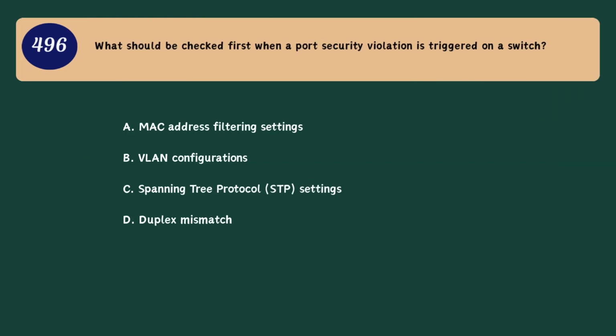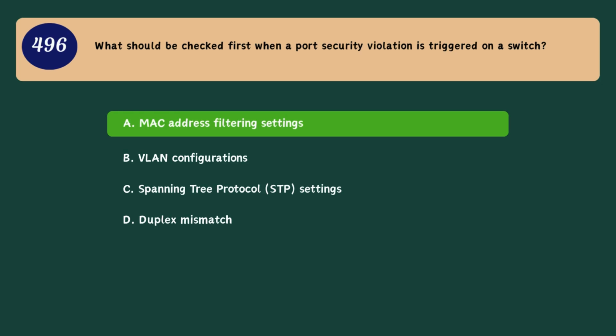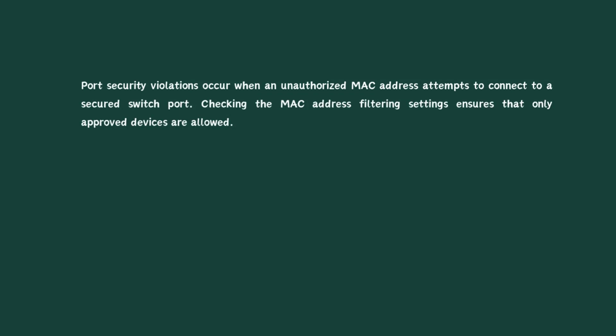Question 496. What should be checked first when a port security violation is triggered on a switch? A. MAC address filtering settings. B. VLAN configurations. C. Spanning tree protocol settings. D. Duplex mismatch. Correct answer. A. MAC address filtering settings. Port security violations occur when an unauthorized MAC address attempts to connect to a secured switch port. Checking the MAC address filtering settings ensures that only approved devices are allowed.